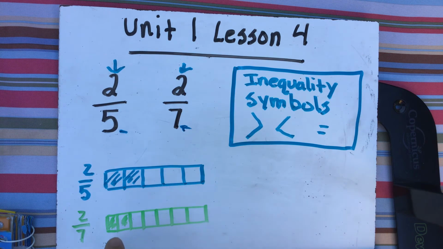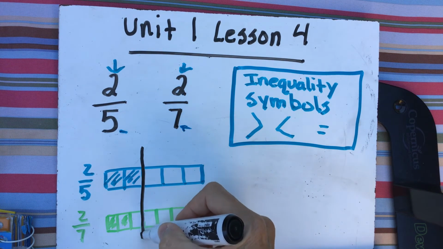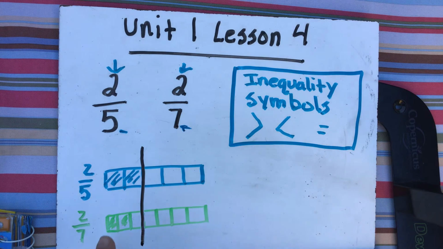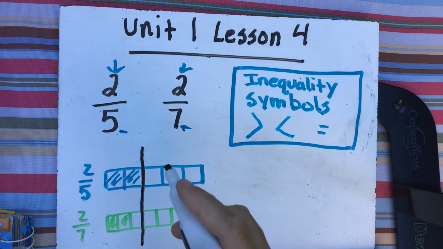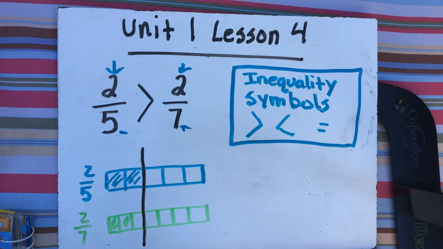Even though I didn't do a stellar job of drawing this out accurately, it's still very clear that 2/5, and I've lined up my fraction, so there's the 2/5. You can tell that that is more than these little 2/7. So our answer to our question, how do these two fractions compare? 2/5 is greater than 2/7.